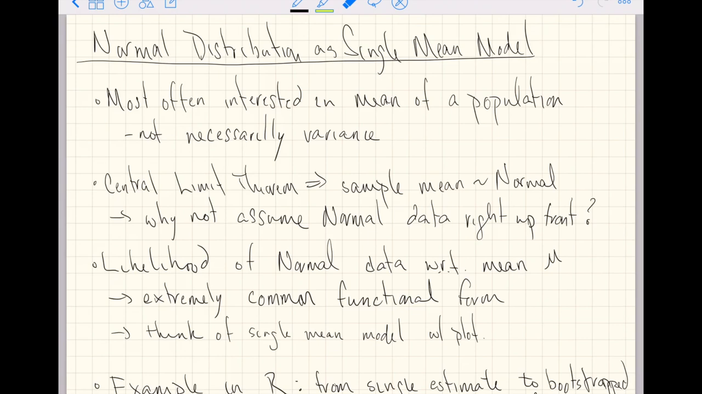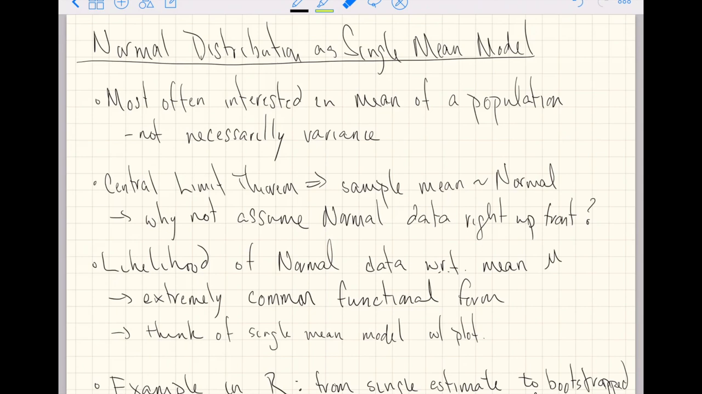And then I'm going to try to give us a plot that also helps us to think about what a single mean model is doing in terms of the data. I think at that point you'll realize how poor a single mean model is, but to be honest, it's the most common model people employ, so it's something you should understand in various different ways.